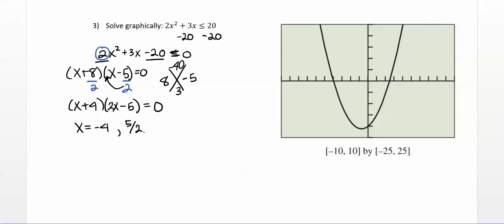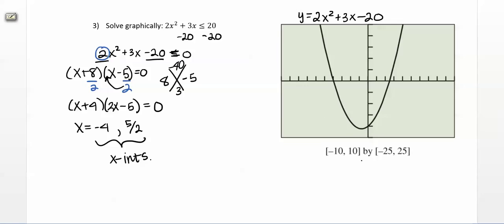Now, we understand that those are the x-intercepts of the parabola that would be y equals 2x squared plus 3x minus 20, right? These are the x-intercepts. And that would be the solution if it was an equal sign. So this picture over here, if you haven't already figured out, this is the graph of y equals 2x squared plus 3x minus 20. This is an example from your book, by the way. I took this picture from your book.